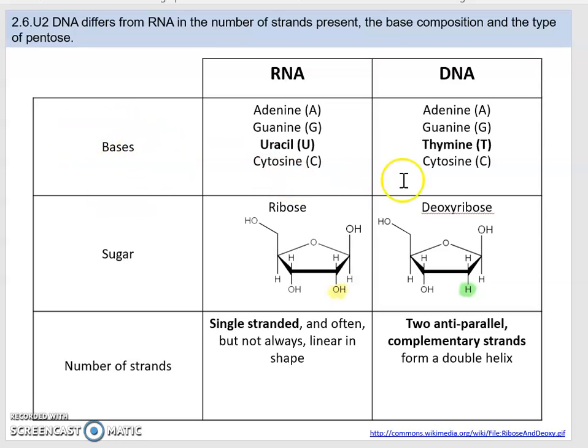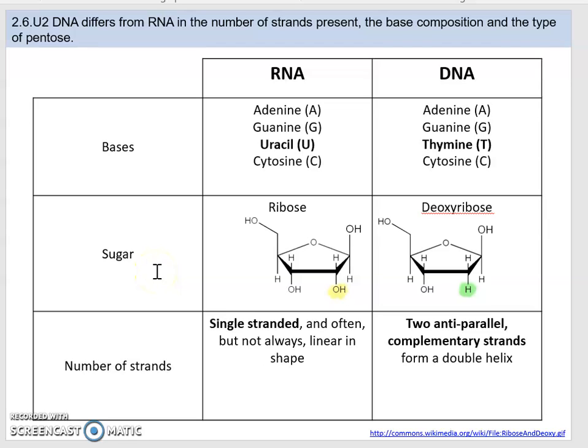The bases, the differences here, we've got uracil in RNA compared to thymine in DNA. We've got ribose sugar versus deoxyribose sugar. So the difference in the base and the difference in the sugar is at the nucleotide level.